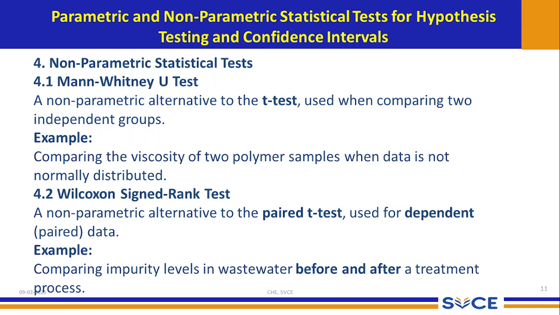And coming to the paired t-test, the non-parametric alternative to the paired t-test is the Wilcoxon signed rank test, used for dependent data, that is paired data.